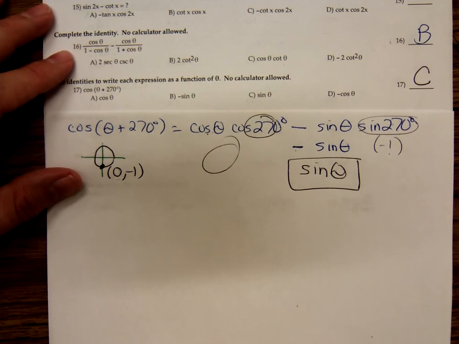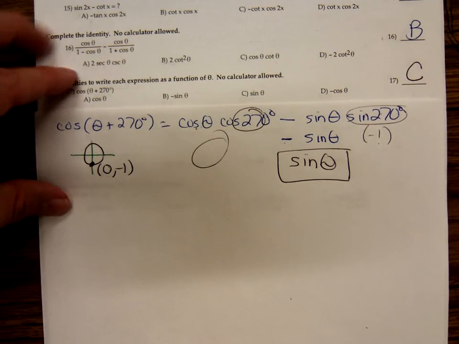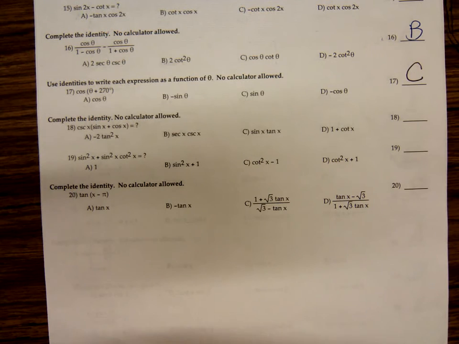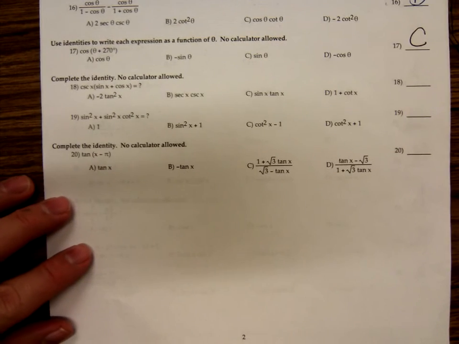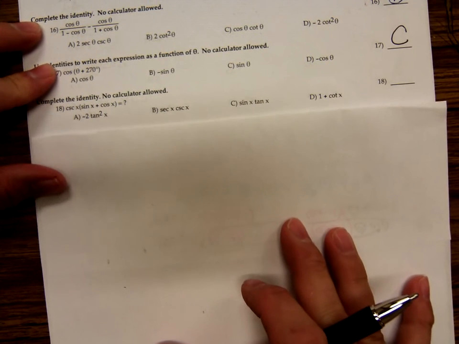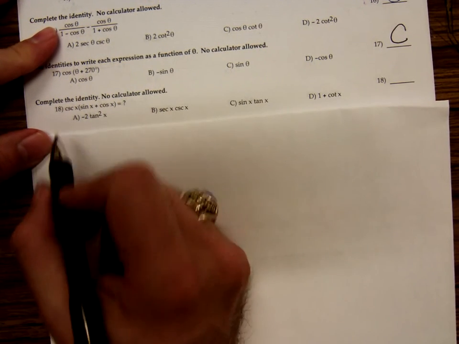Well, they can't all be that easy. Let me see what is next. Okay, just complete the identity. It doesn't give us a lot to go on. It's number 18.